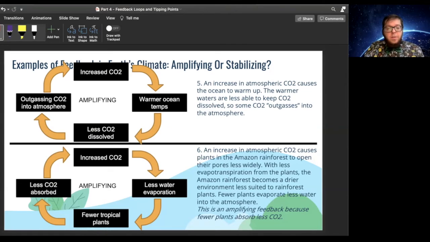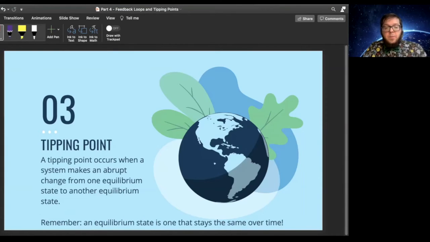If the temperature of the ice shelves gets warm enough, the ice shelf will collapse and melt into the ocean. If at that very moment we shut down all CO2 emissions, the ice shelf is not going to spontaneously refreeze and climb back onto the land mass, right? What's done is done. This is a tipping point, right? A tipping point is when a system makes an abrupt change from one equilibrium state to another equilibrium state.